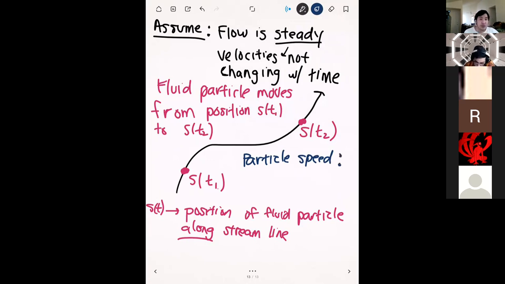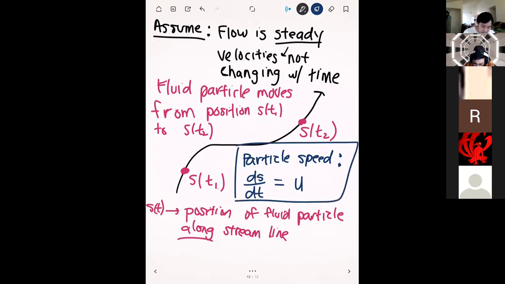Because we have a position that's changing with time, we can use this to describe the particle speed, or its velocity. We know that velocity is nothing more than the derivative of position. Since our position function here is given by s, our particle speed is nothing more than ds/dt. From now on, I'm going to give this the symbol u. Whenever you see u, u is going to be velocity. Not the letter v, but the letter u. Any questions on this?